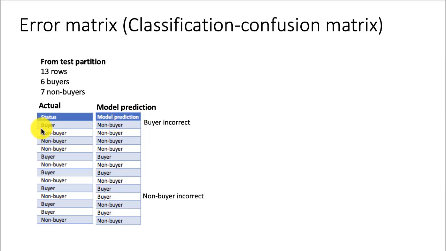This column represents the actual status, and this column represents the predicted status by the model. So this person was an actual buyer, but the model thought the person is going to be a non-buyer. So this is a case in which the model got a buyer incorrect. Here's a case in which the model got a non-buyer incorrect. The person is actually a non-buyer, but the model thought that the person would be a buyer. And here is again a case where the model got a buyer incorrect. So there are 2 types of mistakes that the model can make. Either it can say a buyer is a non-buyer, or alternately, it can classify a non-buyer as a buyer. Both of those are mistakes.